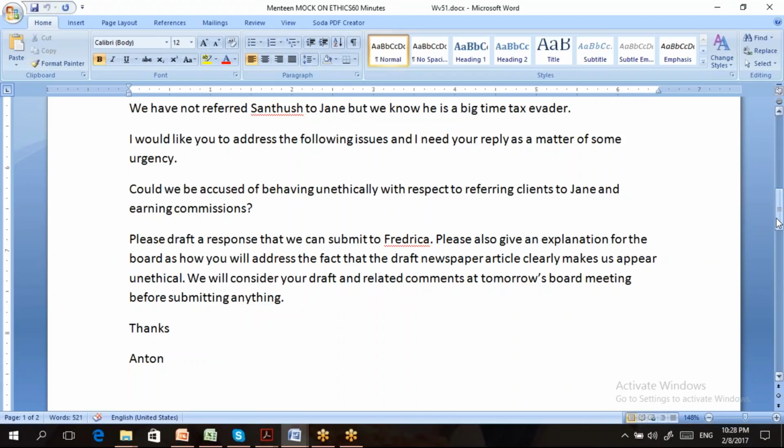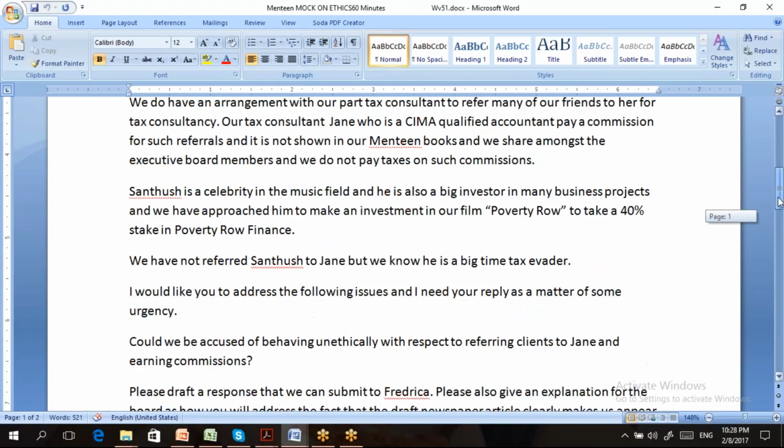Then you have to tell the board about the fact that clearly makes us appear unethical. We may be unethical, or maybe even illegal, for earning the money. We don't need to say that to the press, but we have to be aware. Knowing Santosh is a big-time tax evader, a big investor, we approached him. Avoider and evader are two different things. Knowing he's an evader, by inviting him we are making room for a lot of criticism, and maybe we will be seen as unethical because our integrity is not right.